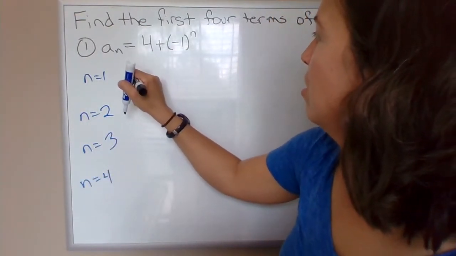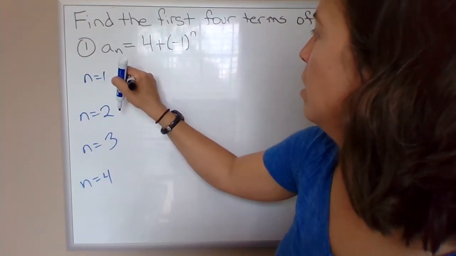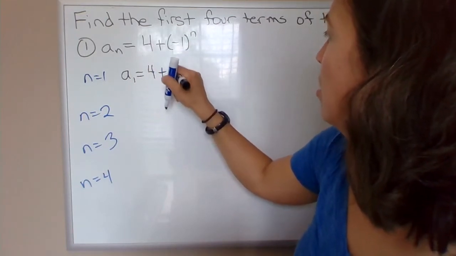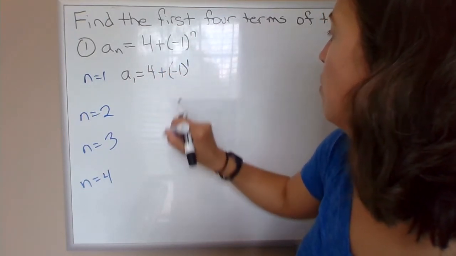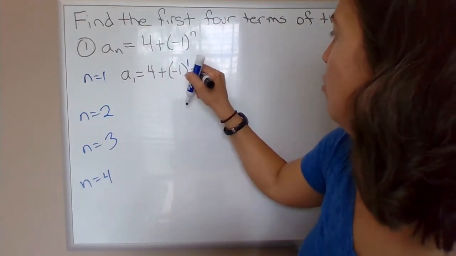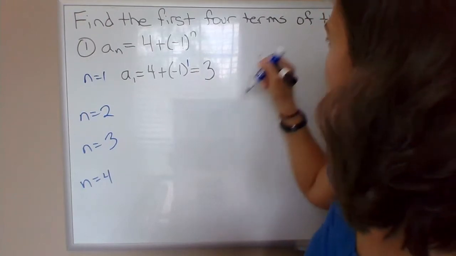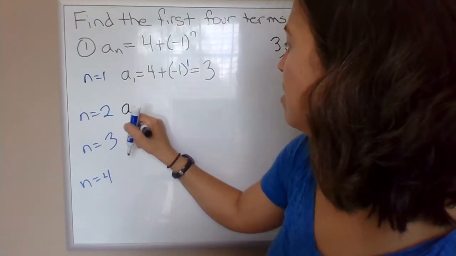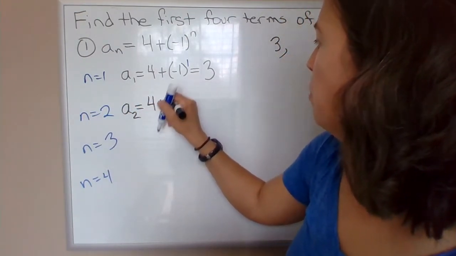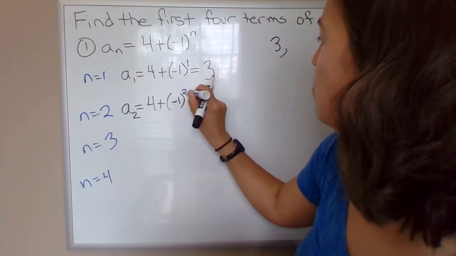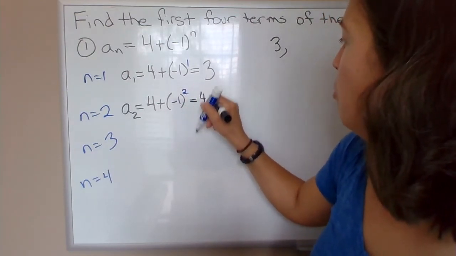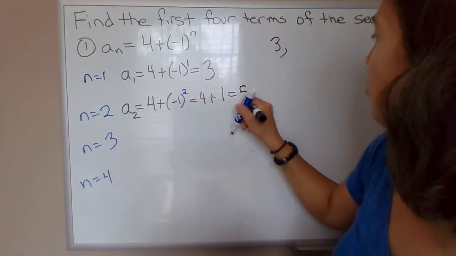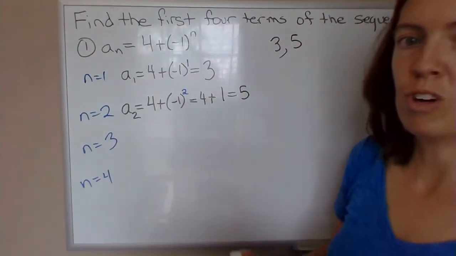So in this case, first term, when we plug in n equals 1, we write that as a1, will be 4 plus negative 1 to the first power, which will be 4 plus negative 1, so that's 3. So if I'm listing the terms up here, first term is 3. N equals 2, so that'll give us a2, which is 4 plus negative 1 to the second power. Well, that'll be 4 plus positive 1 when you square a negative, so 5. So the second term up here in the list is 5.